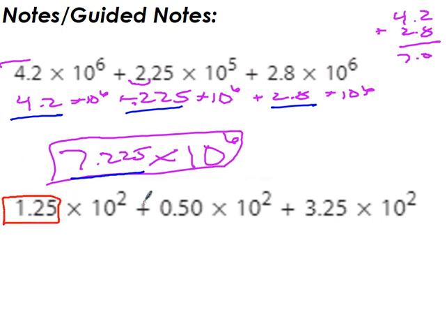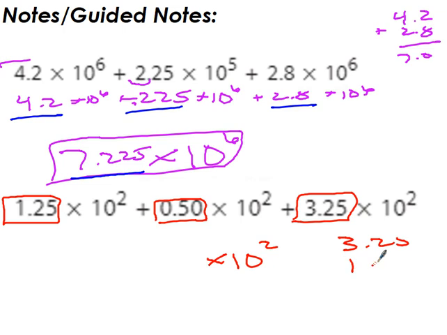The cool part about this one is they're all times 10 to the 2nd power. So that means I just get to add all of these up. And I know my answer is still going to be times 10 to the 2nd power. 1.25 plus 3.25 plus 0.5. And now I just get to add all these up.